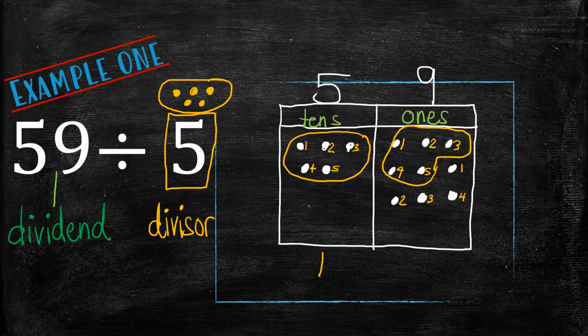And we only have one circle. So really, it's just 1 again. So what we're going to do is count how many of our remaining dots that are not grouped together, how many we have.